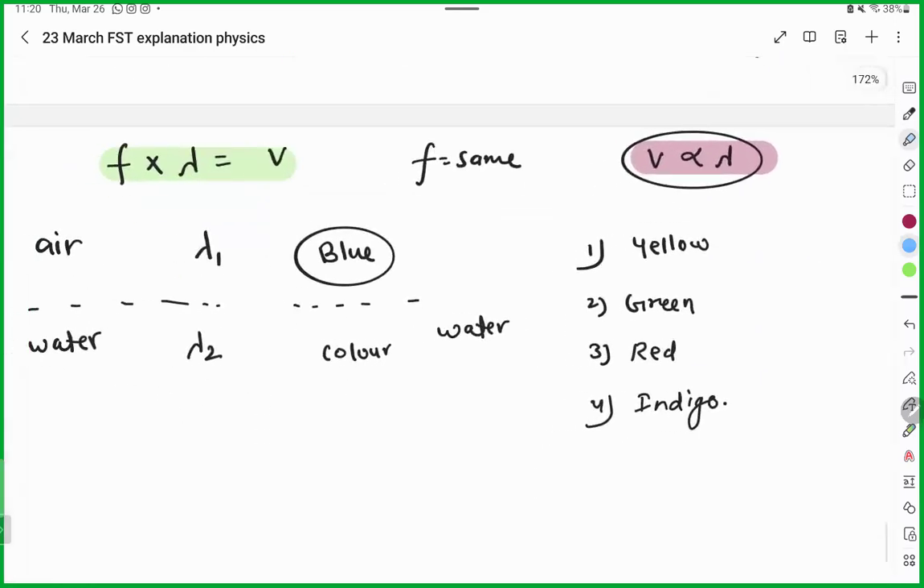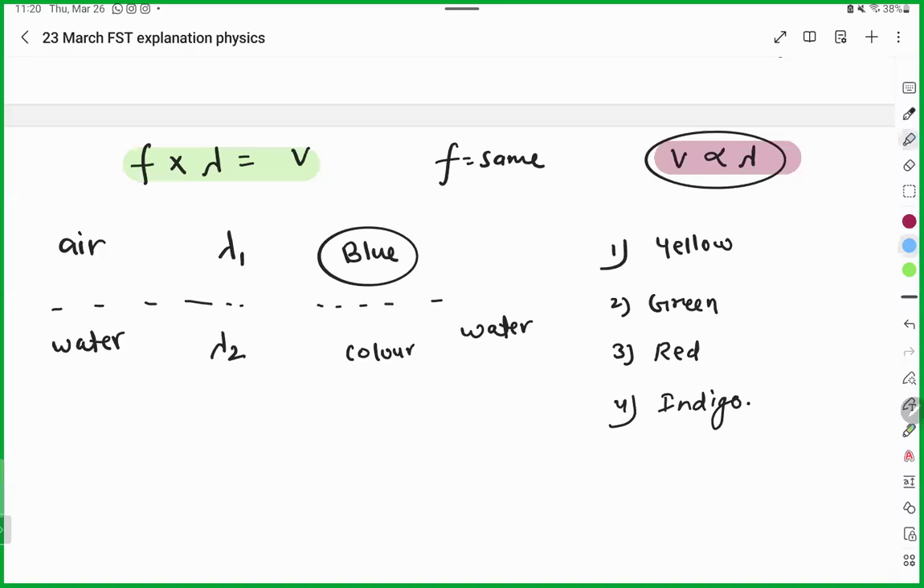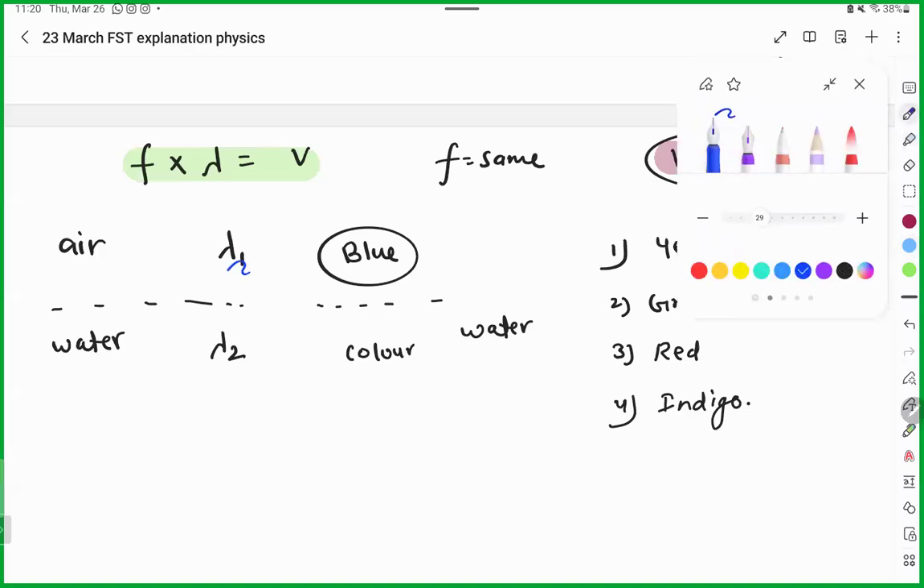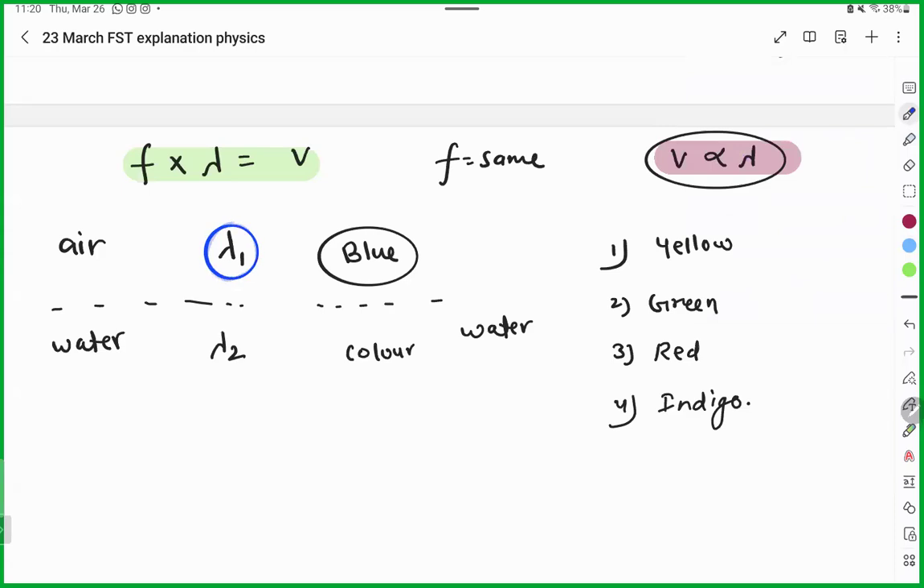Light is moving from one medium to another medium. First wavelength is lambda 1, second wavelength is lambda 2. Medium is from air to water. Now blue light is moving from air, entering into water. What will be the color of the light?